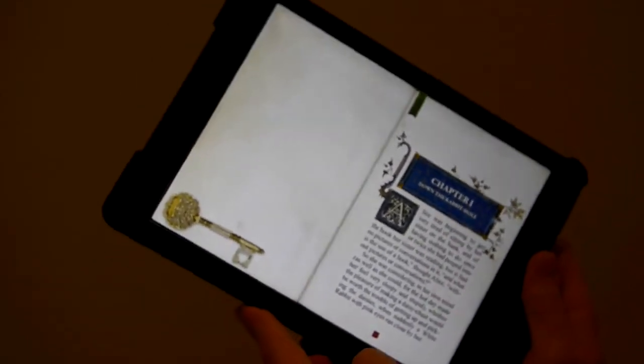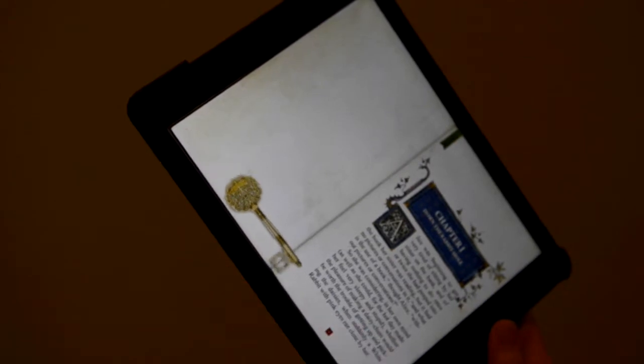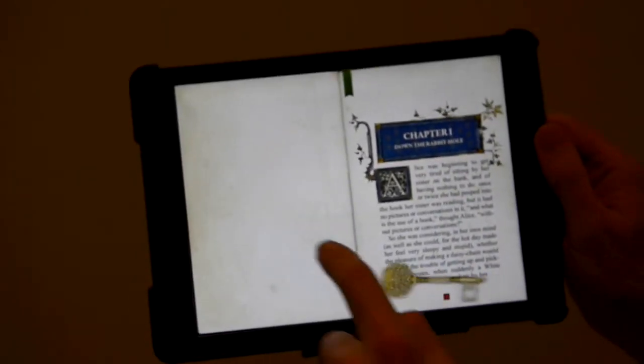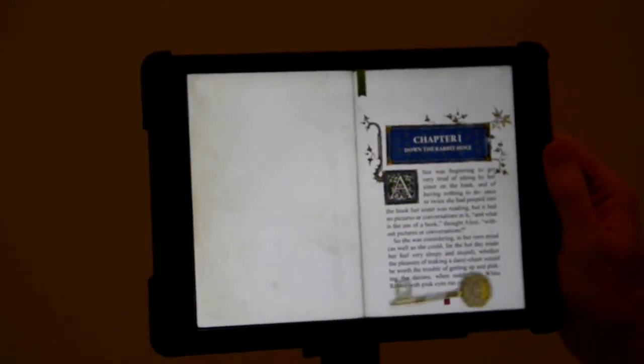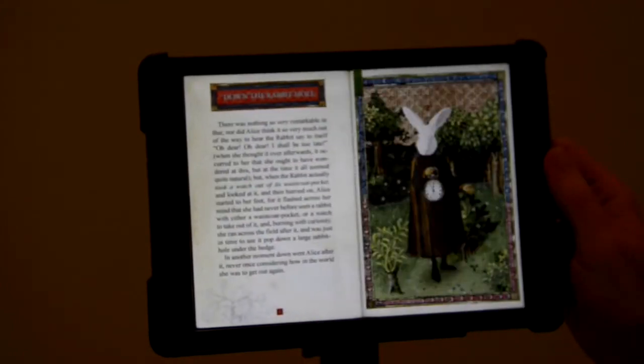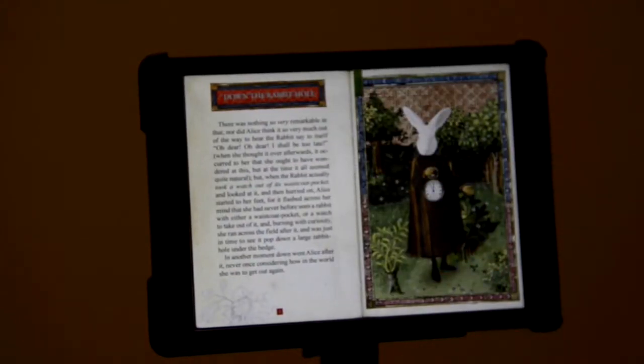to get very tired of sitting by her sister on the bank and of having nothing to do. Once or twice, she had peeped into the book her sister was reading, but it had no pictures or conversations in it. There was nothing so remarkable in that, nor did Alice think it so very much out of the way to hear the rabbit say to itself, oh dear, I shall be late.